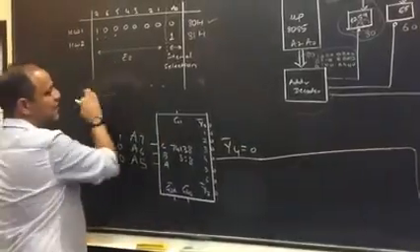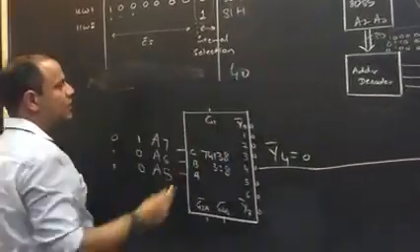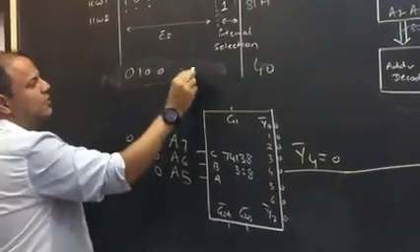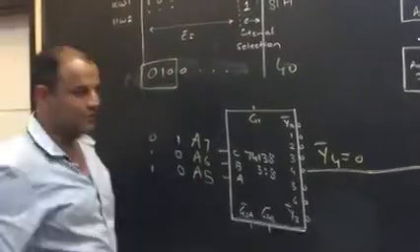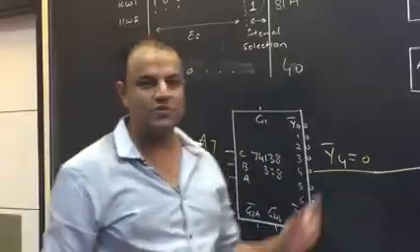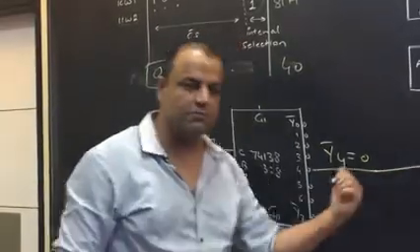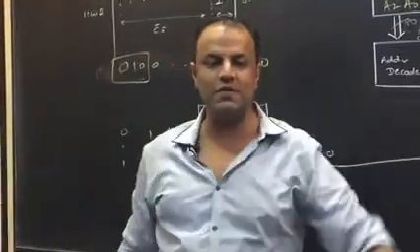Suppose MUPI issues the address, let's say 40. Now what is 40? 0, 1, 0, 0, and so on. A7, A6, A5 have 0, 1, 0. 0, 1, 0 means Y2 is selected. Y2 is selected means Y2 is 0. That means Y4 is 1. If Y4 is 1, our chip will not be selected.